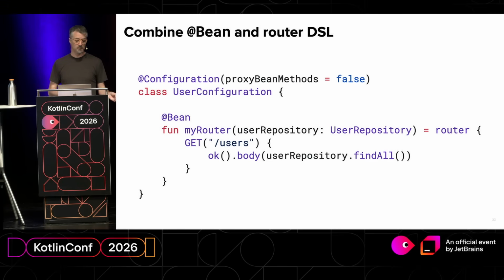You can combine the bean and router DSL, which is pretty popular on the Kotlin side. By doing this kind of thing, you can have your regular @Configuration classes, and within that, use the Kotlin DSL for declaring web endpoints, and both will work perfectly.